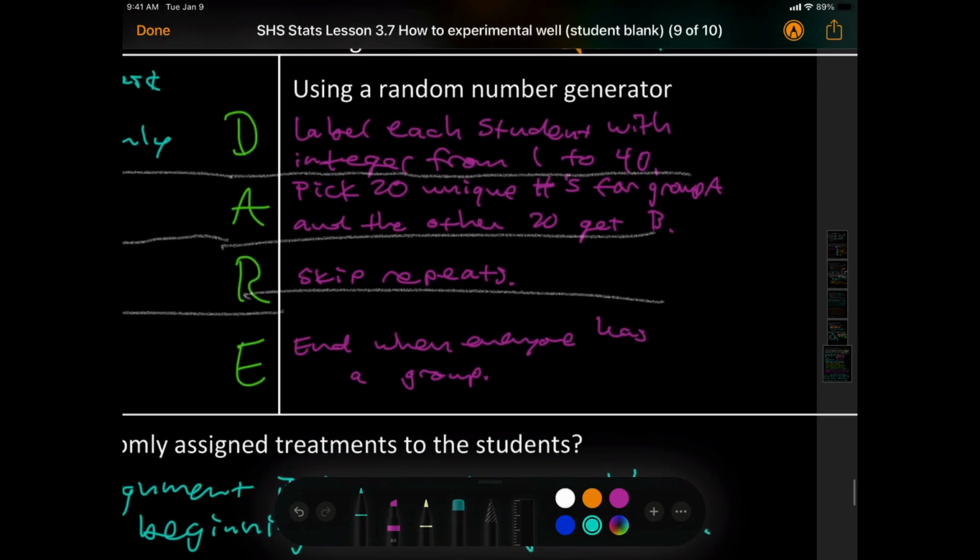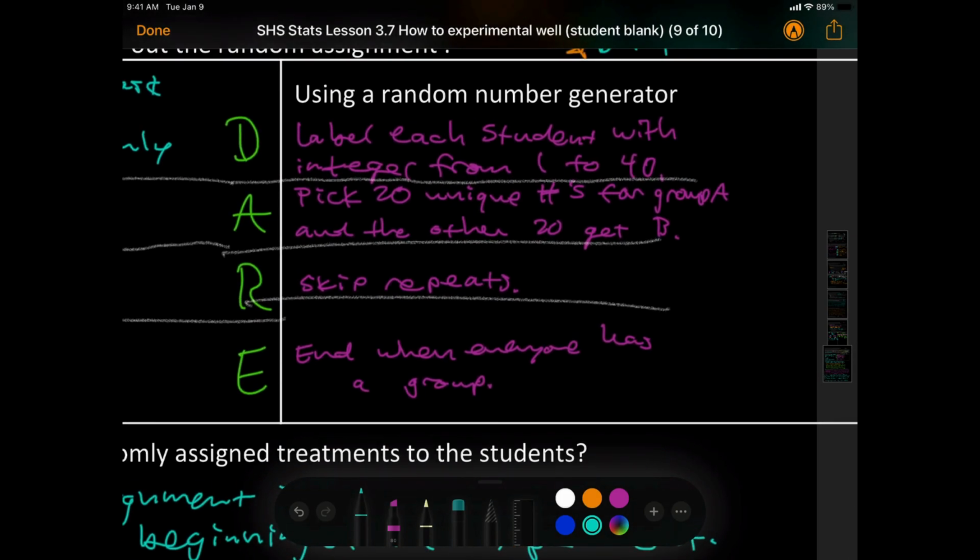Using a random number generator, label each student with an integer from 1 to 40. So if you have an alphabetical list, person at the top gets 1, and the second person gets 2. And then how do you assign that? Well, you pick 20 unique numbers for group A, and the other 20 get B. So when I say the word unique, you can't repeat. That's why in R, repeat, I say skip repeat. So if 3 comes up multiple times, then you just have to pick another number. And then it ends when everyone has a group.